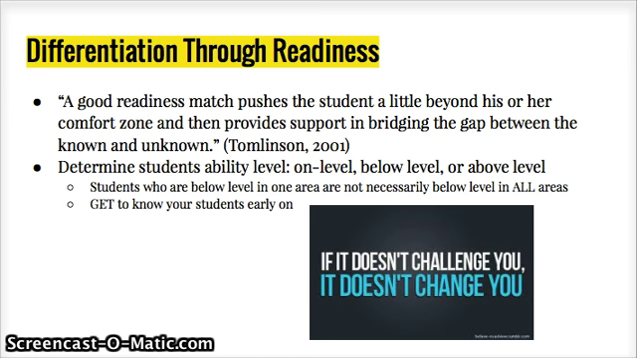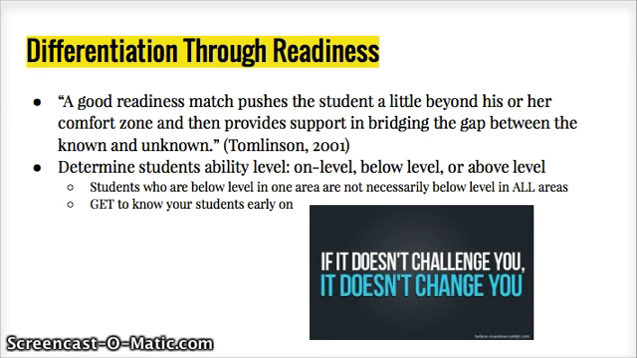Continuously throughout the year, we need to discover our students' ability level. Students will either be on level, below level, or above level. However, this may vary by topic, lesson by lesson, or day by day. As educators, we need to be diligent in figuring out where our students fall.